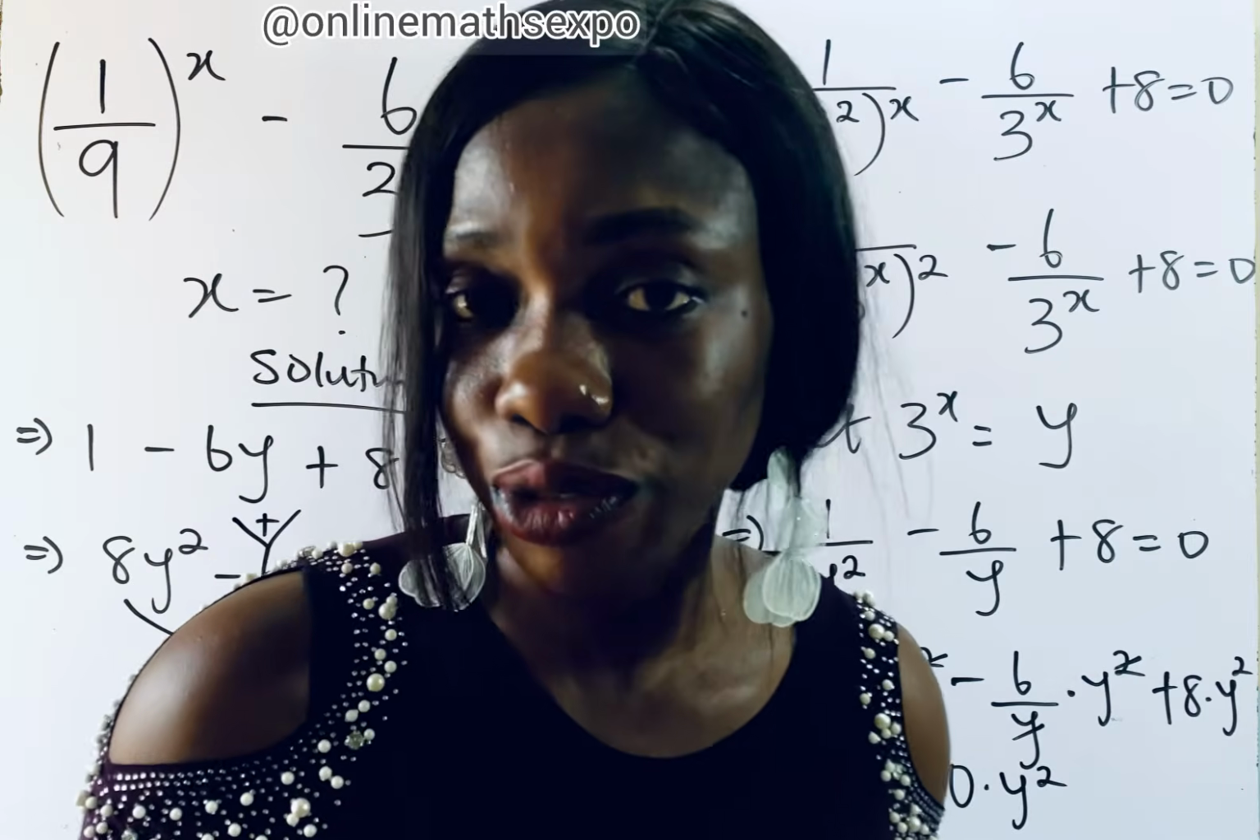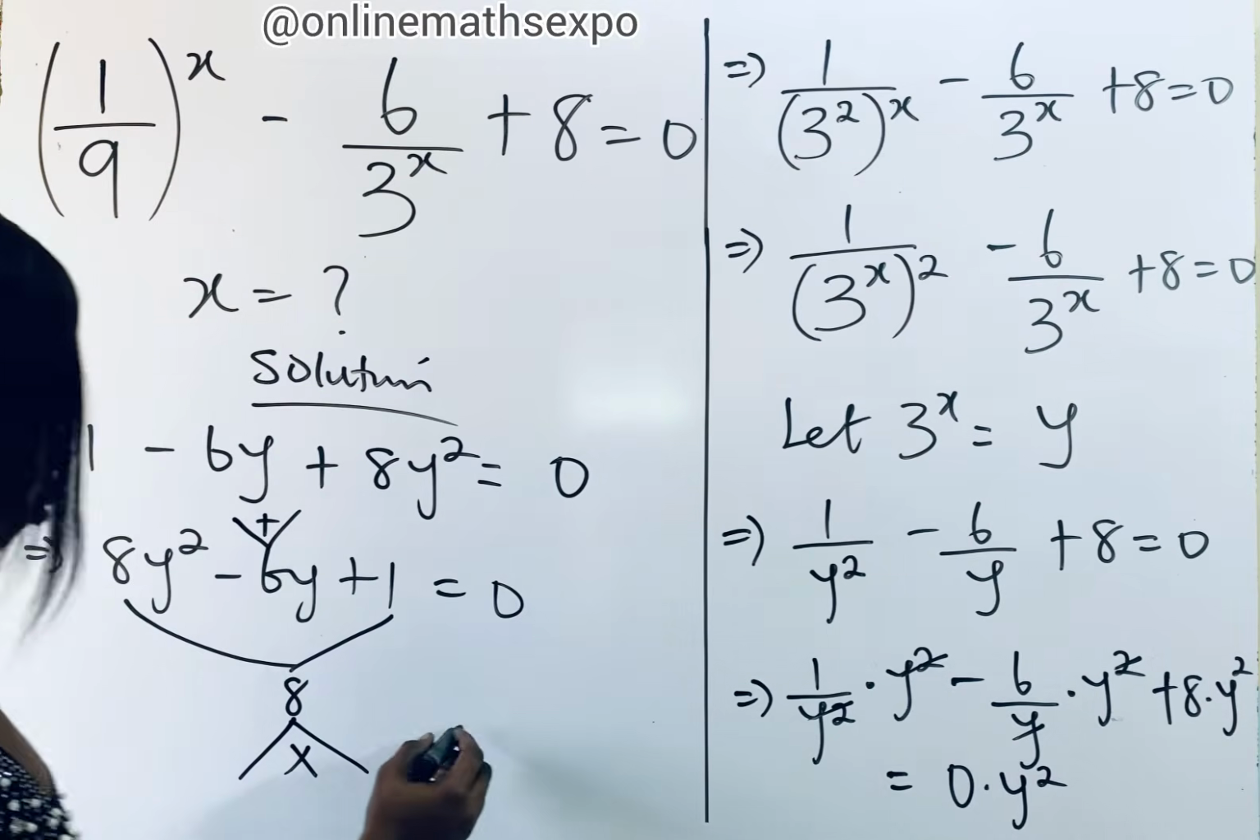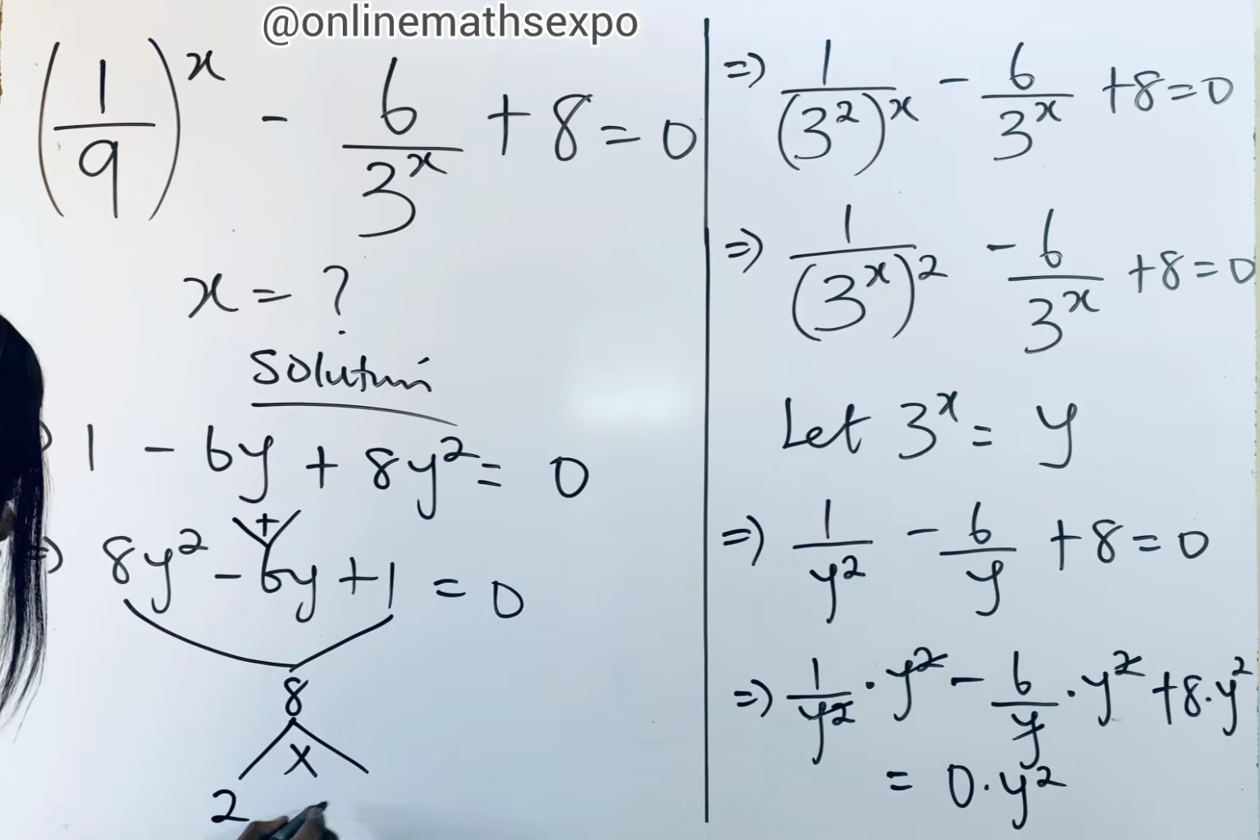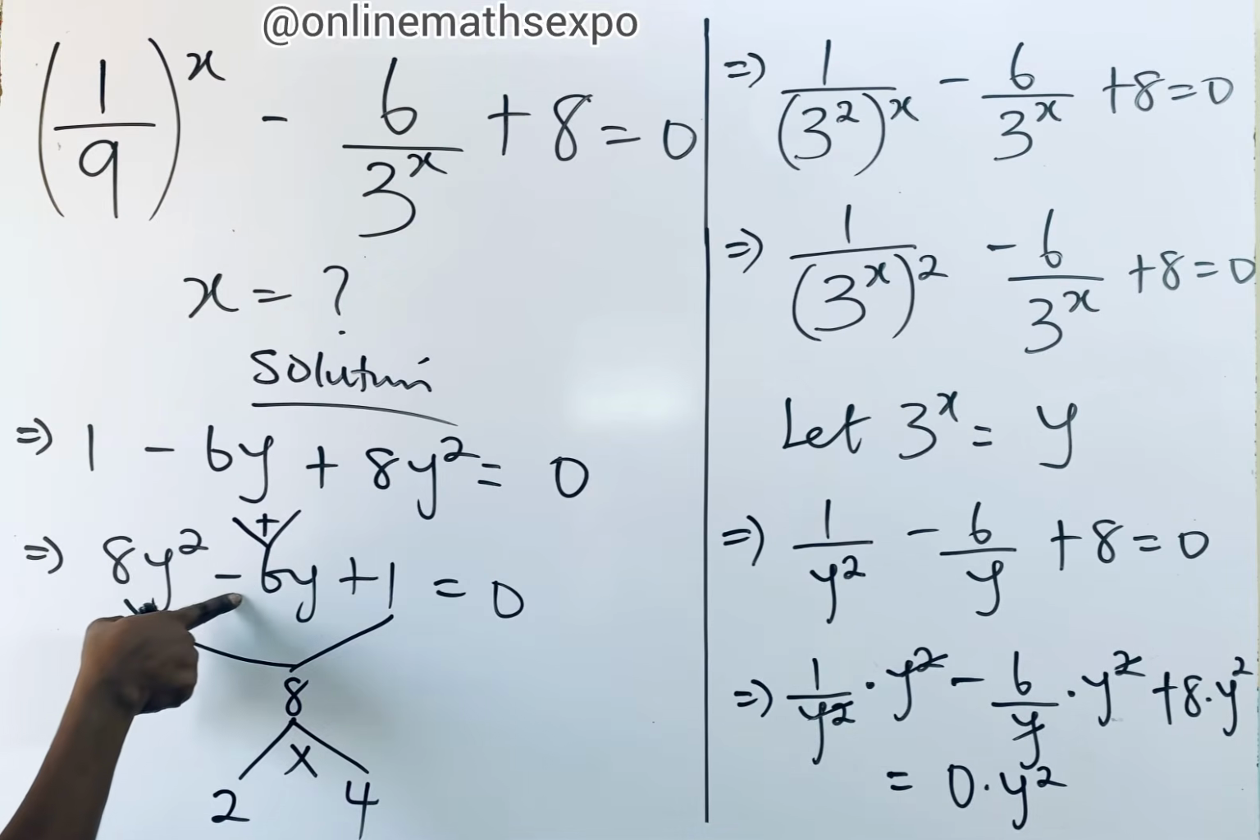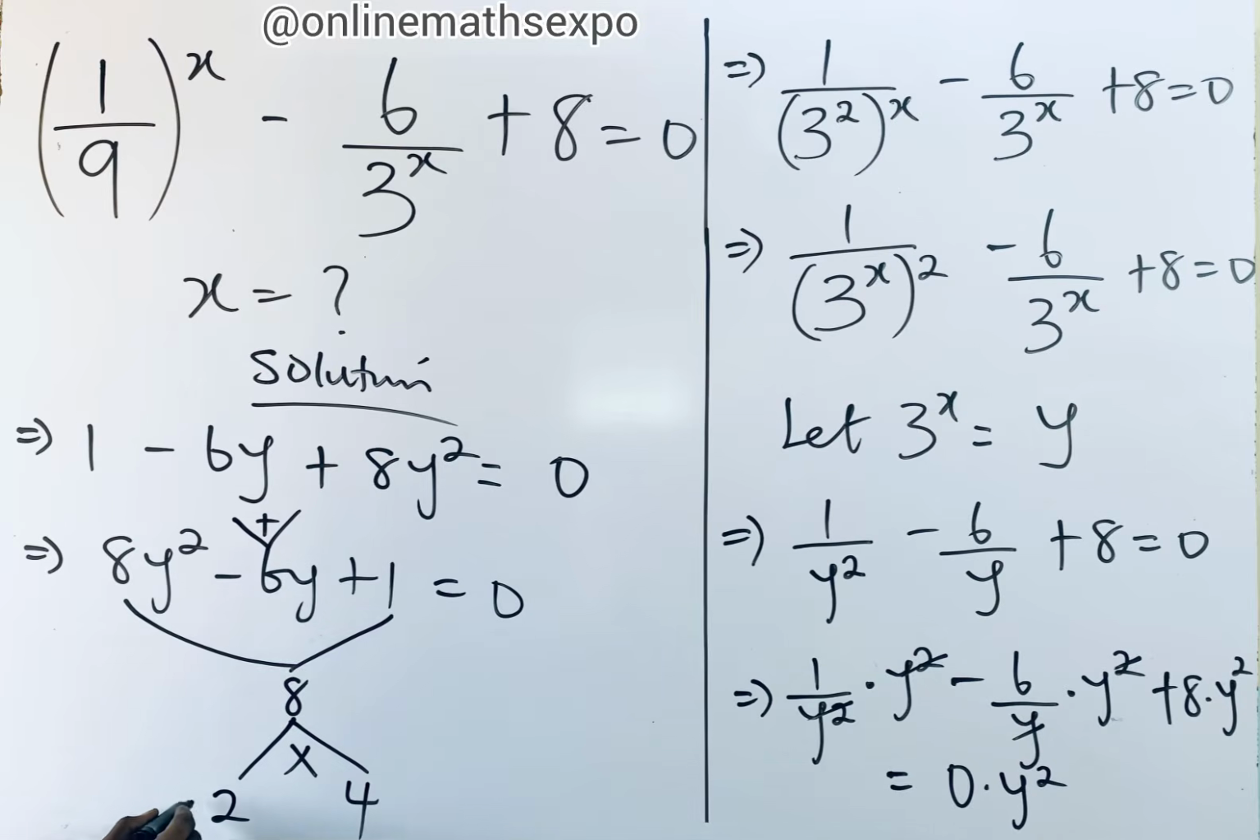To reduce the thought for you, we can think of having numbers like 2 and 4, okay? Now, you see that because the middle sign is negative, we are going to have negative 2 and negative 4, so that when you multiply this, it gives you positive 8. And when you add negative 2 and negative 4, it gives you negative 6.